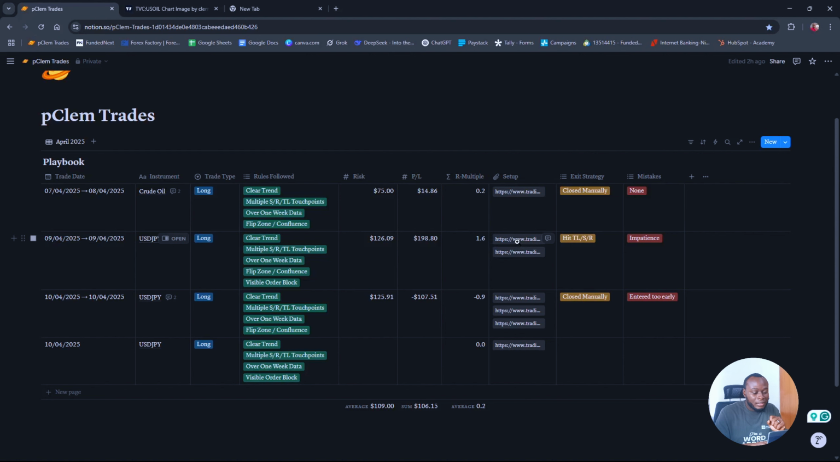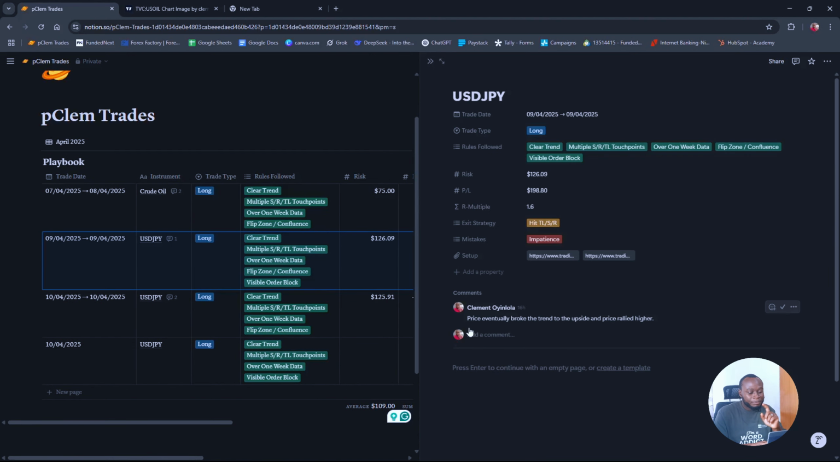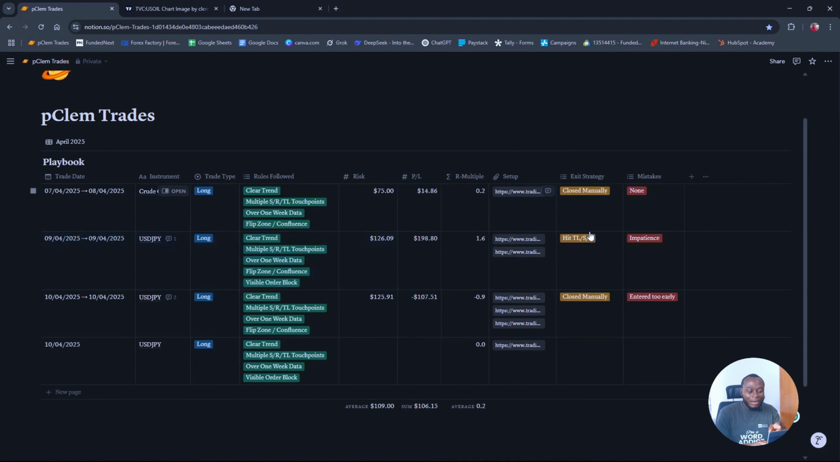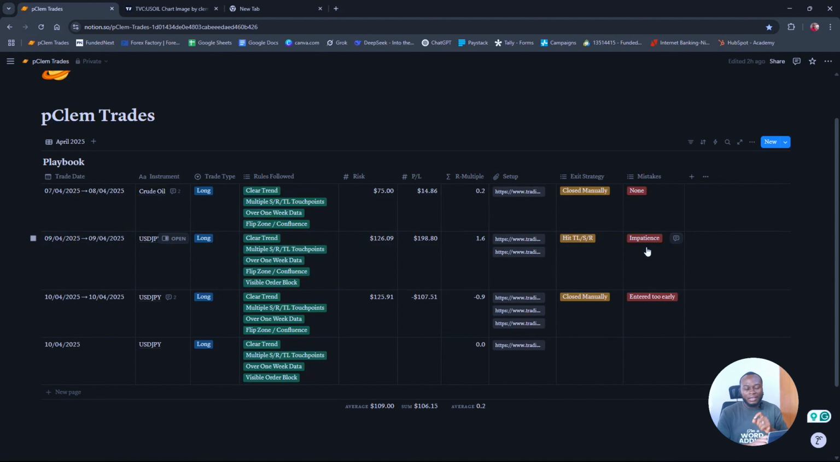So let's look at the setup. But before then, let's look at the comment I added in the trade. Price eventually broke the trend to the upside and price rallied higher, meaning that I closed too early. So that was why I put impatience in the mistake. If I had left the trade running, I might have closed with about $300 in profit. Right. So let's look at the setup.